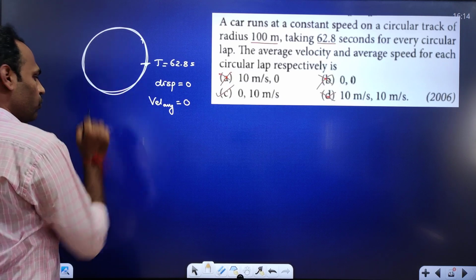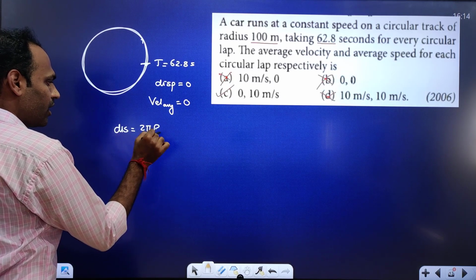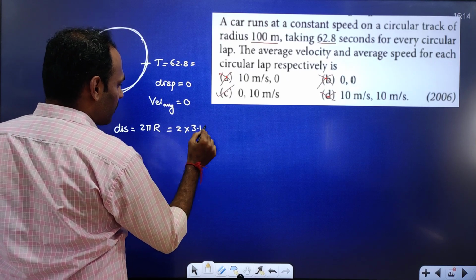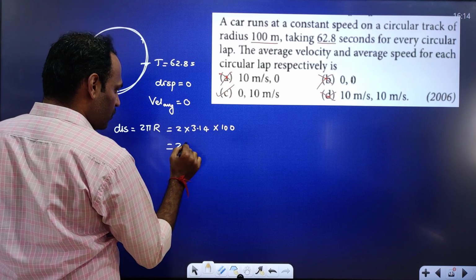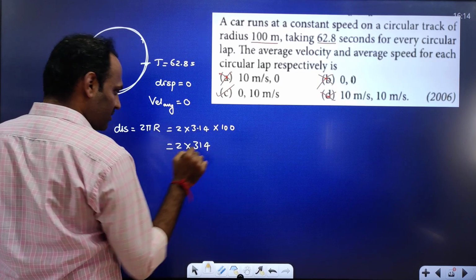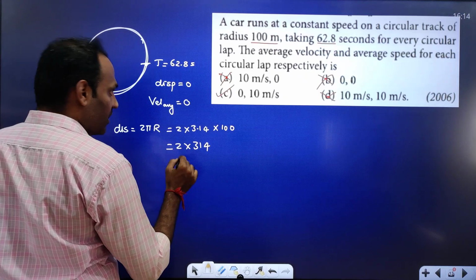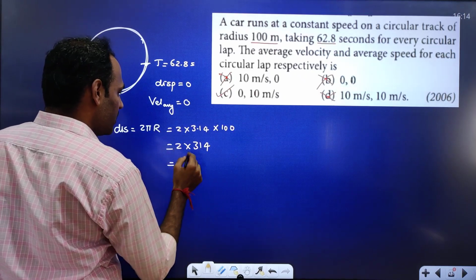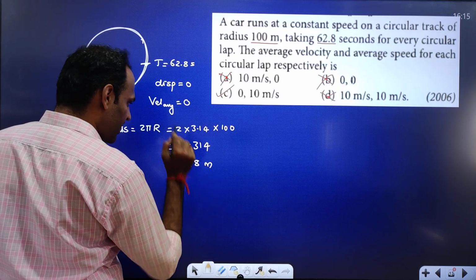One circle, how much distance traveled? It will be 2 pi r. How much is r? r is 100. So it is 2 into 3.14 into 100. Right? So this is 2 into 314. So 314 into 2, in terms of average speed. Okay, let me take it as it is, and this is 618 meter.